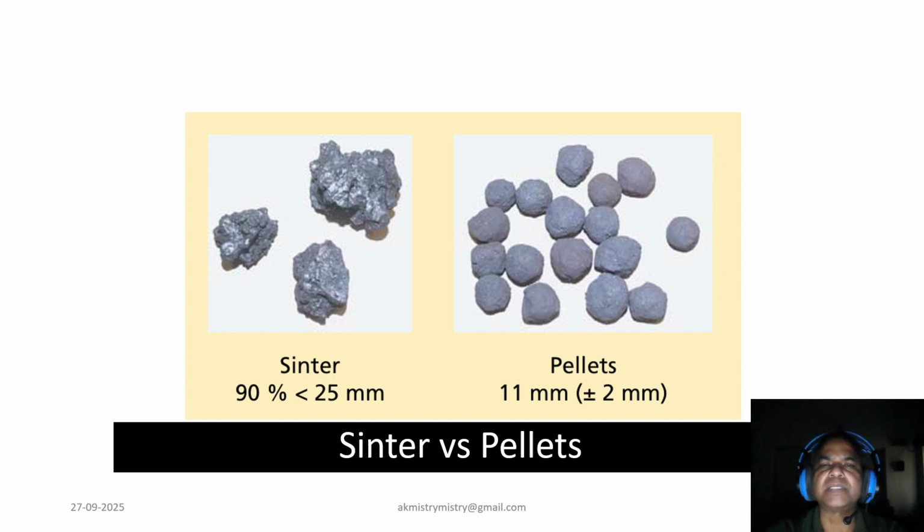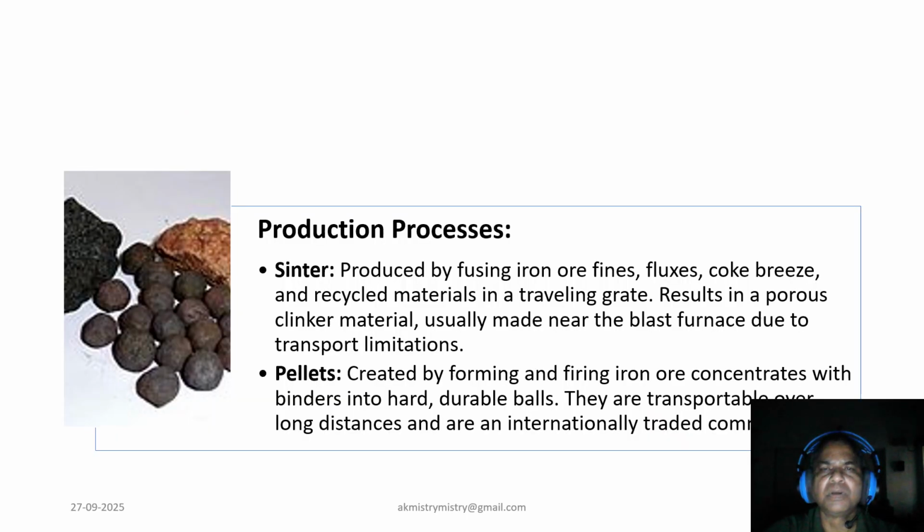Today we will be discussing sinter versus pellet, two key iron-bearing materials used in blast furnaces. We will explore their differences in production, composition and performance to understand their overall impact on steel manufacturing. Now, as far as the process part is concerned, as we all know how these materials are made.